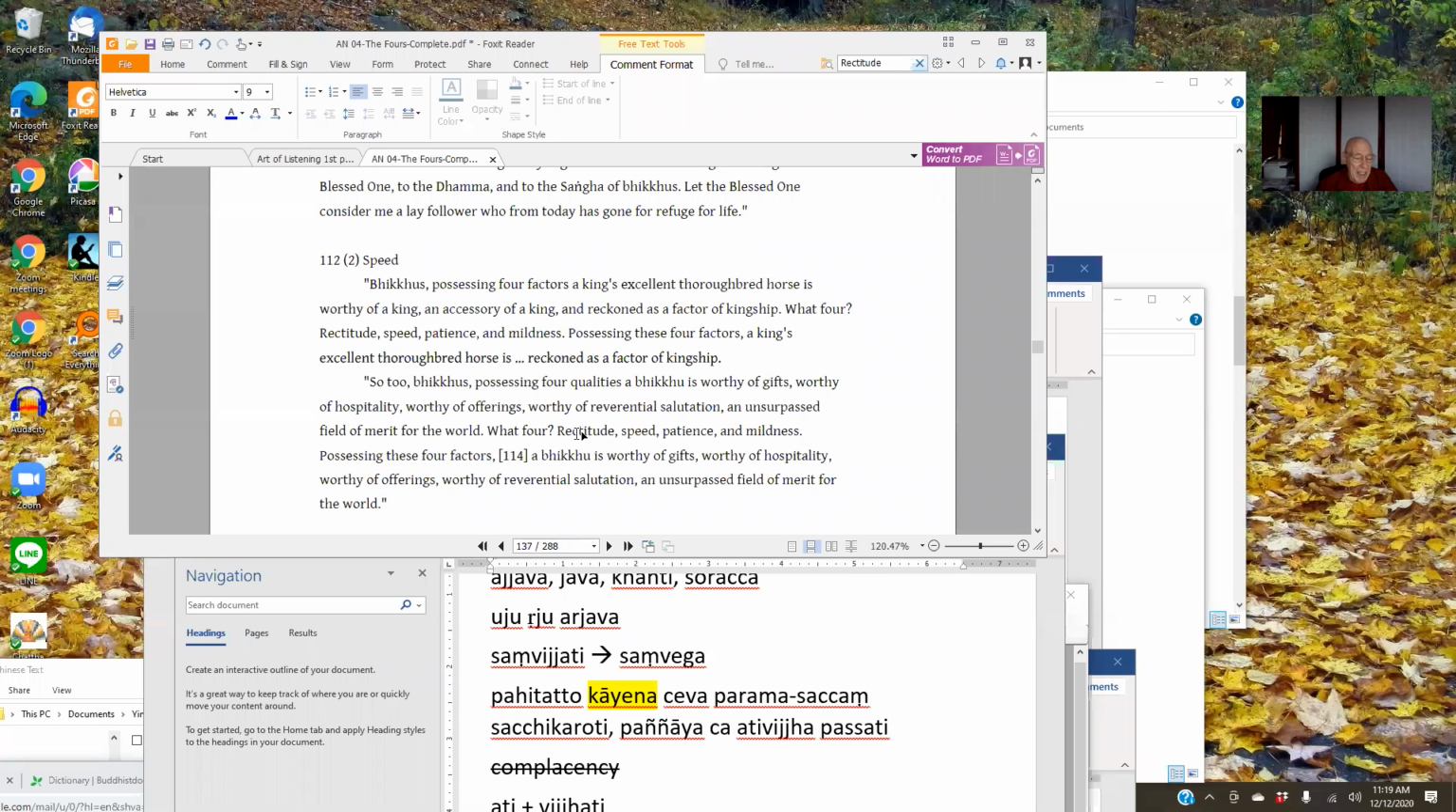Okay, thank you, Bhante. Yeah, I would say so, especially here in this sutta number 112. It speaks about the person as being an unsurpassed field of merit for the world. So that would almost have to indicate that this is a person who's reached one of the levels of being an Aryan disciple. Okay, thank you.